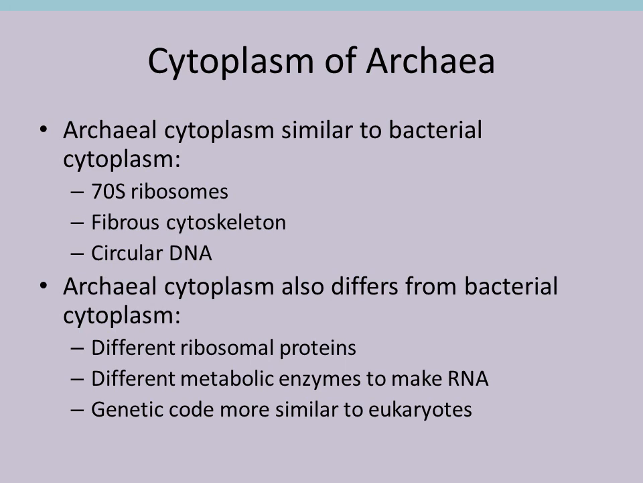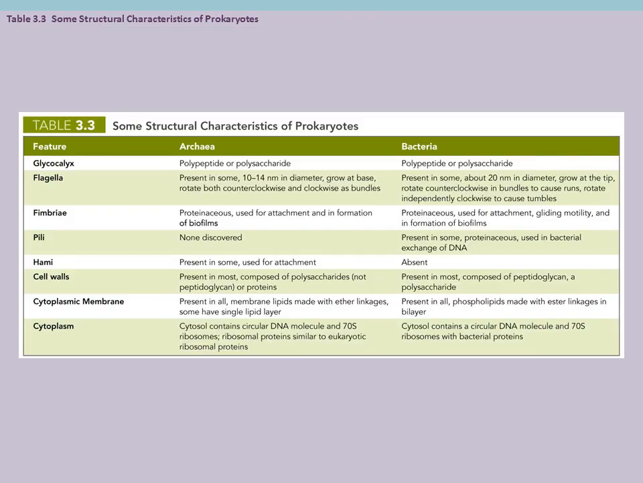Some of the differences between the archaea and the bacteria, besides the cell wall, are in the cytoplasm. Although they do have the 70S ribosomes, they have some additional ribosomal proteins. They have some different enzymes that they use to make their RNA. Their genetic code is more closely similar to that of the eukaryotes. So this is a nice summary table showing the differences between the archaea and the bacteria. Remember, both of these are prokaryotes.